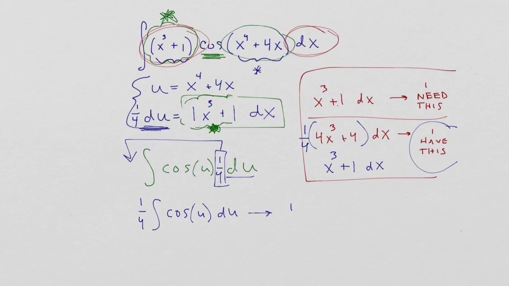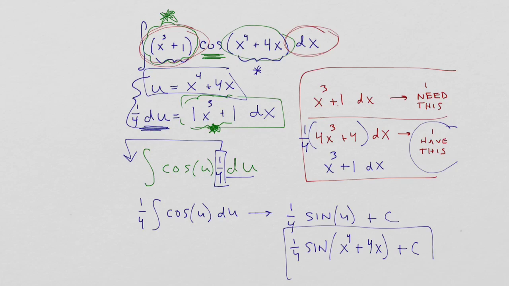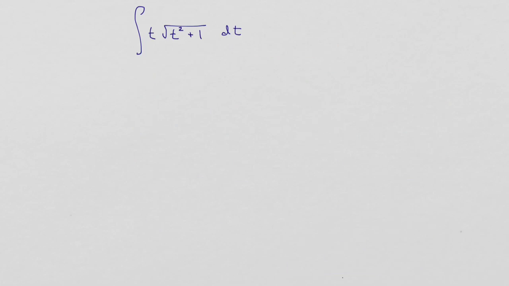And then this becomes pretty straightforward. This is going to become 1/4 times the sine of u plus c. And my final step is to replace u with what u is actually equal to, which is x to the power 4 plus 4x. And there we have it. Alright, let's try another one.